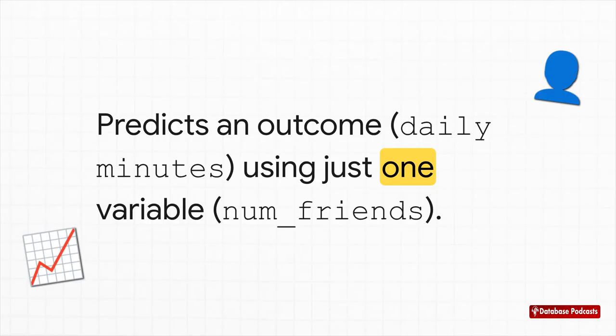For example, we could try to predict how much time a user spends on a website using just one piece of information: how many friends they have. In this little equation, the model predicts the minutes by starting with a baseline amount, that's our alpha, and then it adds a certain amount, that's our beta, for every single friend the user has.